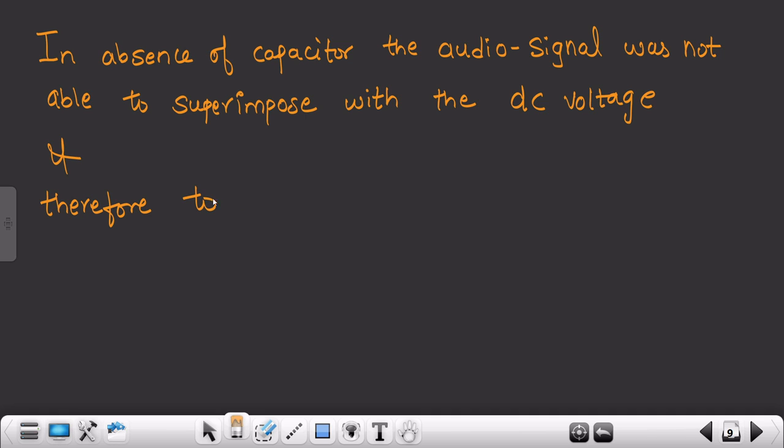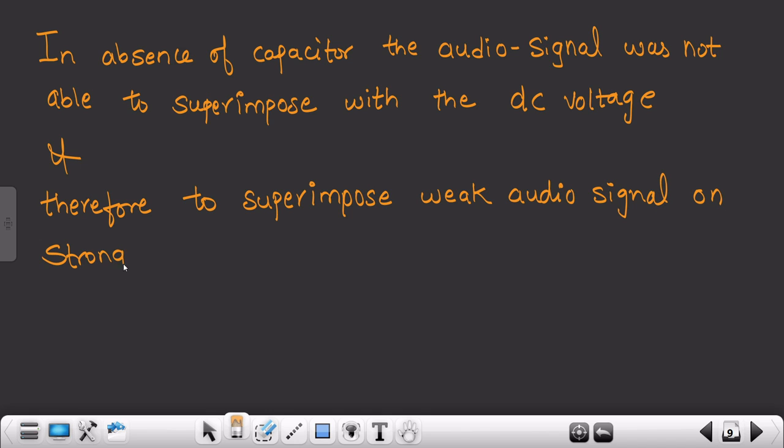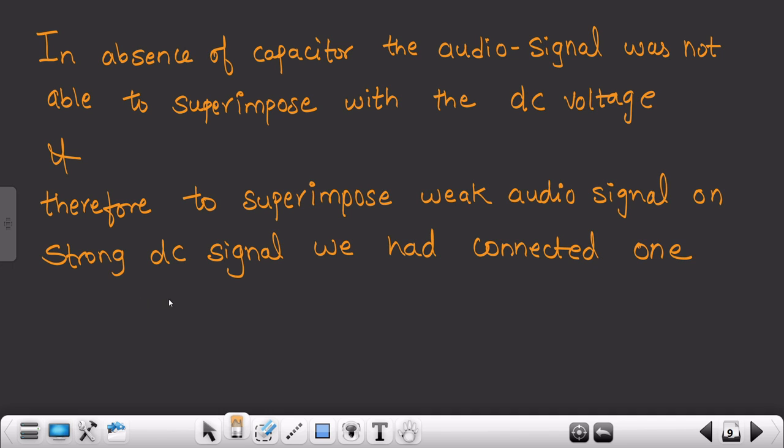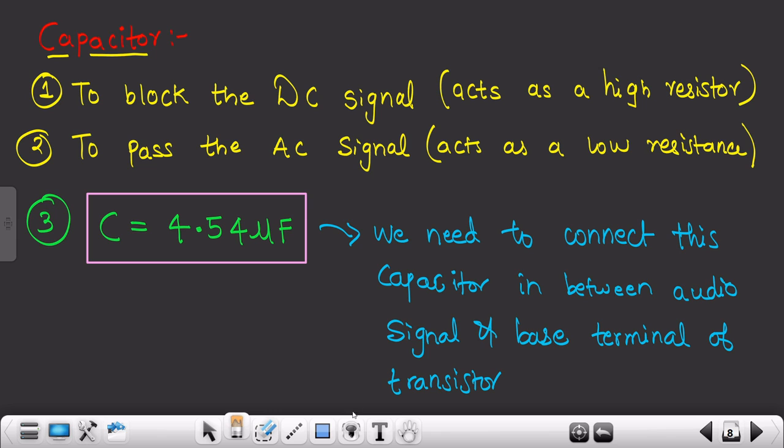And therefore, to superimpose the weak audio signal on the strong DC signal, we had connected one capacitor. The value of the capacitor, or the capacitance of the capacitor, is 4.5 microfarad.